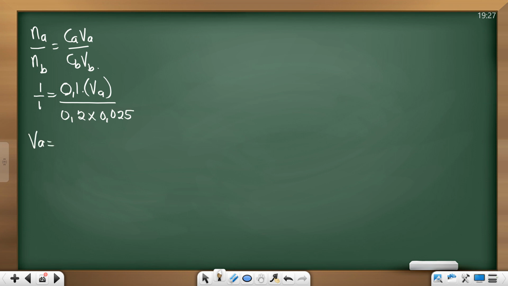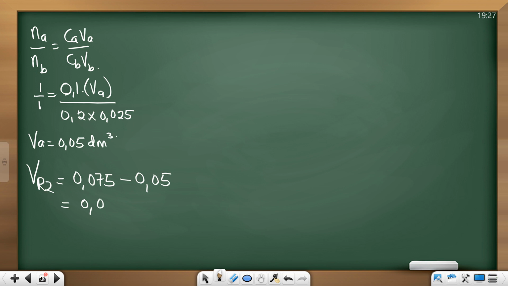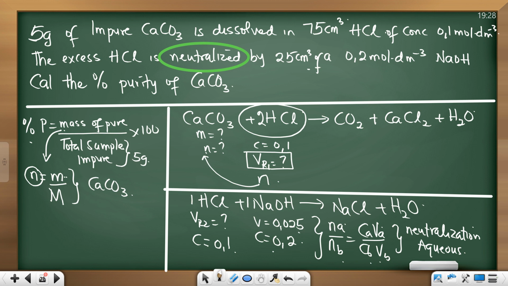Let's get the volume of the acid. 0.5 dm cube. Minus 0.025. Okay, 0. dm cube. Do you see why the 75 came in now? Right? Okay, so we have the volume used in reaction number 1. Does that make sense? Okay, do you know where we are? We are here.